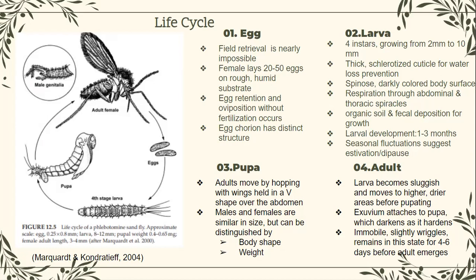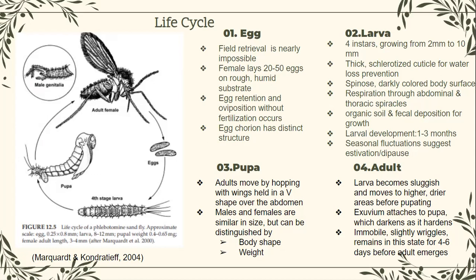Females typically lay 20 to 50 eggs on rough humid substrates. Laboratory studies have shown that eggs can be retained and oviposited without fertilization with high frequency. The plaster of Paris, when solidified but damp, provides an acceptable texture for many species to successfully colonize. The egg chorion has a distinctive structure of ridges, cells, and microvilli that show species-specific patterns as observed through electron microscope.